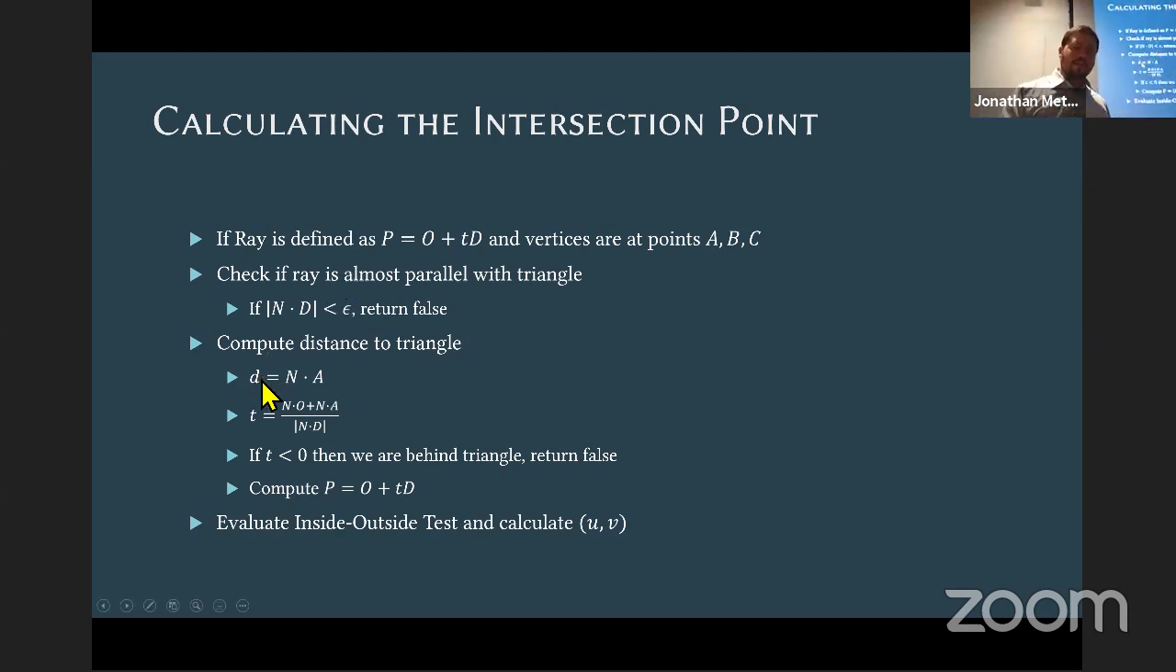But the idea here is we can calculate the distance here, and then we can calculate T by calculating the dot product of the normal and the origin plus the normal times the point A, divided by the normal dot product with D, the absolute value. So what we want is absolute value of N dot D. So we're going to use that same calculation here, but we want absolute value here so that we're always looking at positive distance.